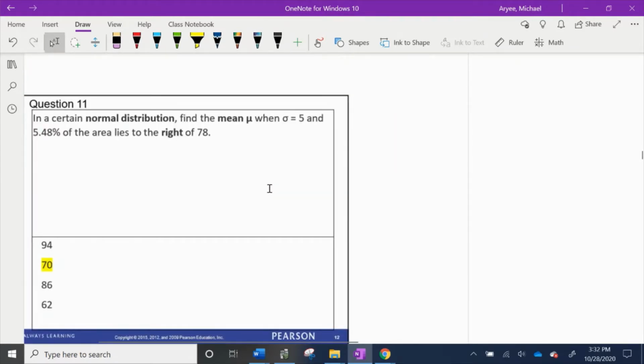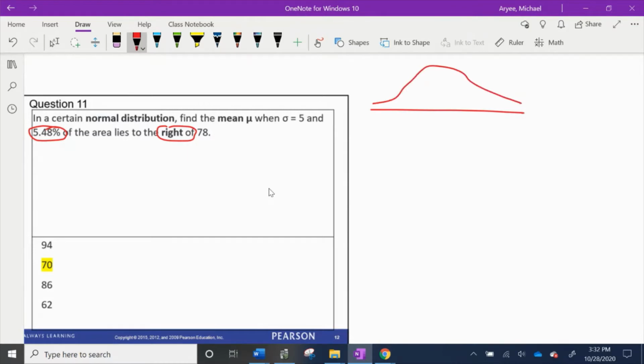Now, question 11. This is a big question. You are guaranteed to have a question like this. Let's see what this is about. I see to the right, and then I see a percentage. So start with the percentage and then the diagram that should go with it. When you see a question that says find the mean, or find the x, or the variance or standard deviation, always start with the diagram and then shade what they are telling you.